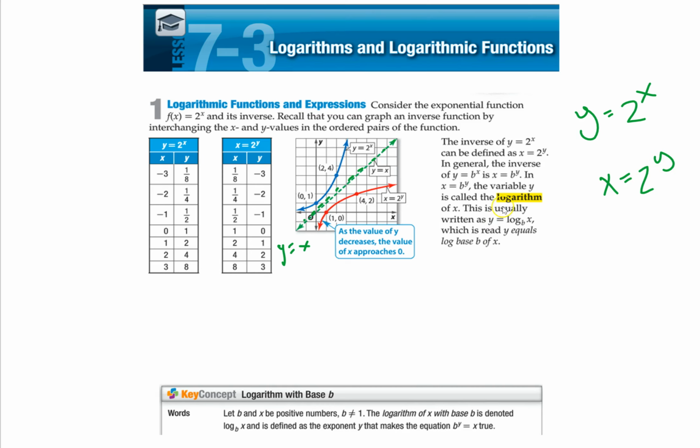So what we do instead is we use what we call a logarithm function to rewrite that as log base 2 of x equals y. And that's how we like to see it. That's what this lesson is about, how to deal with logarithm functions. A logarithm function is just the inverse of an exponential function. That's all it is.